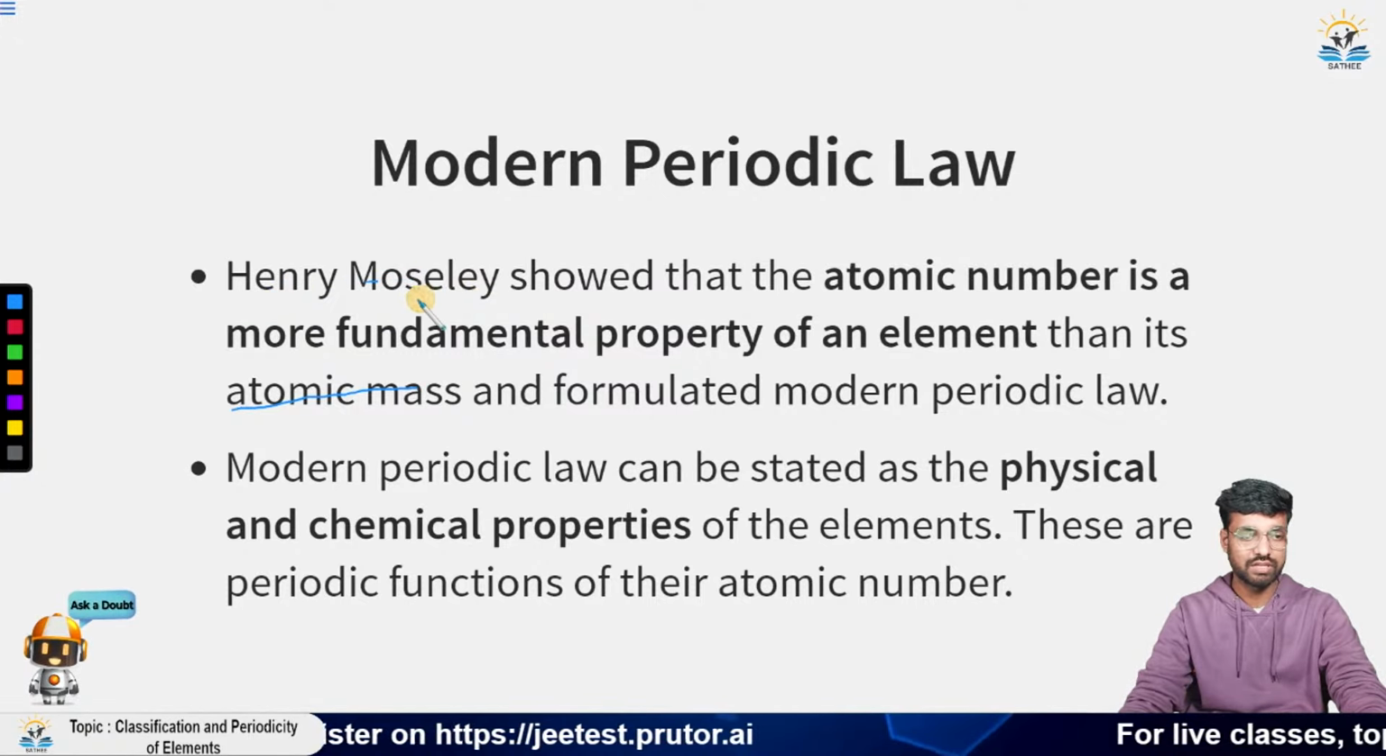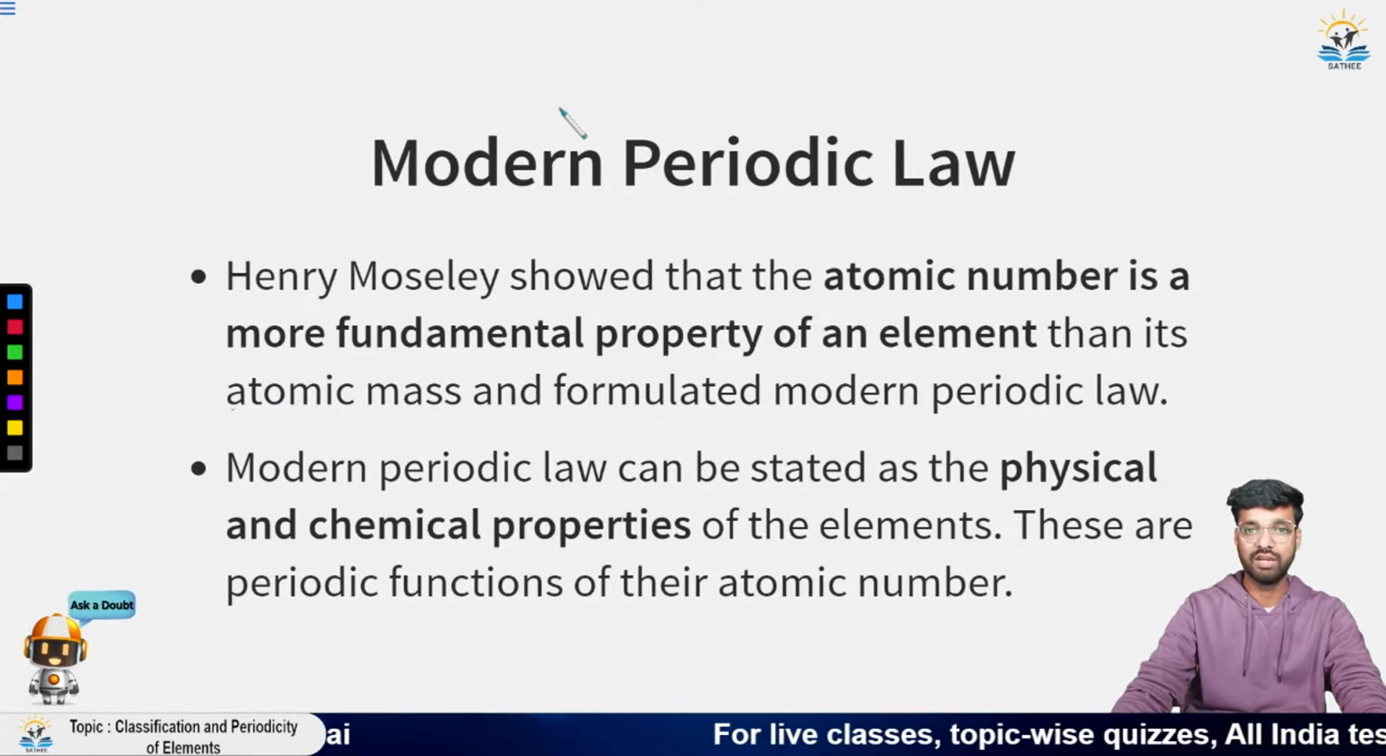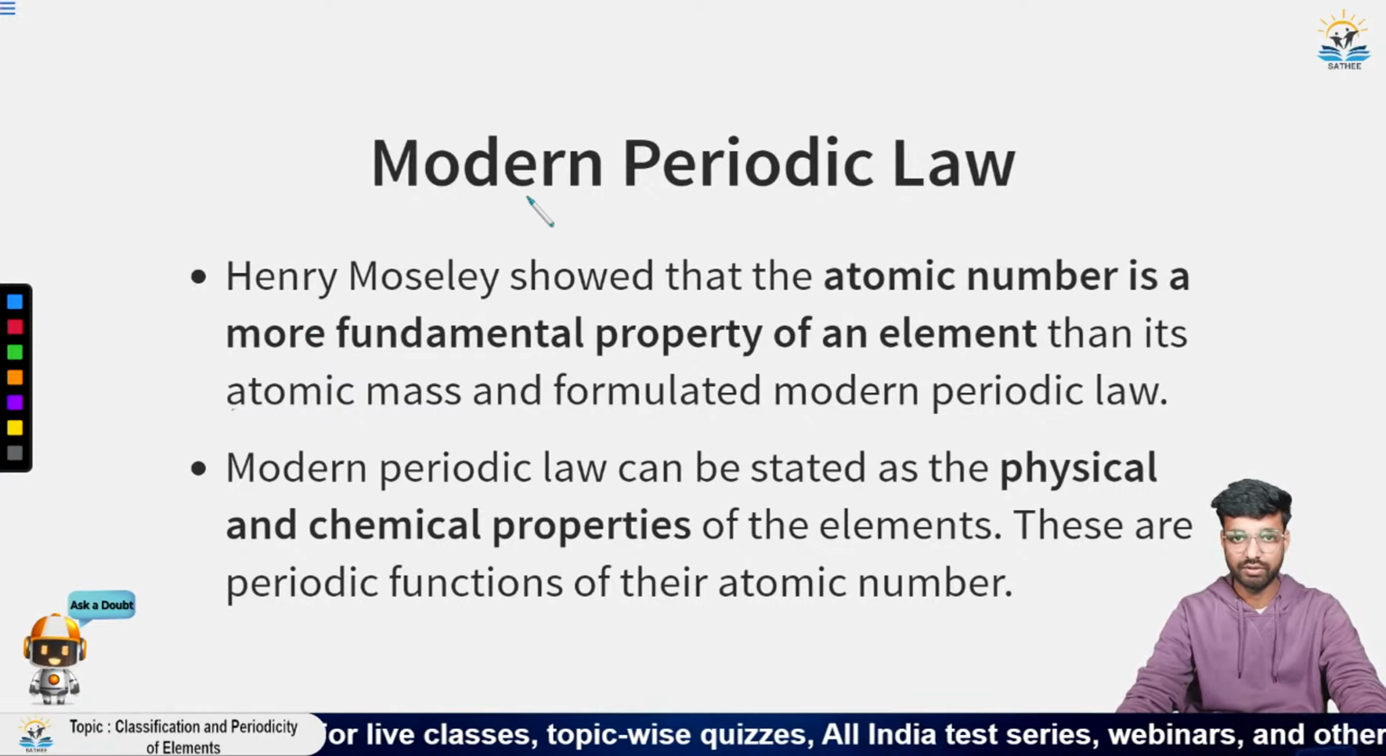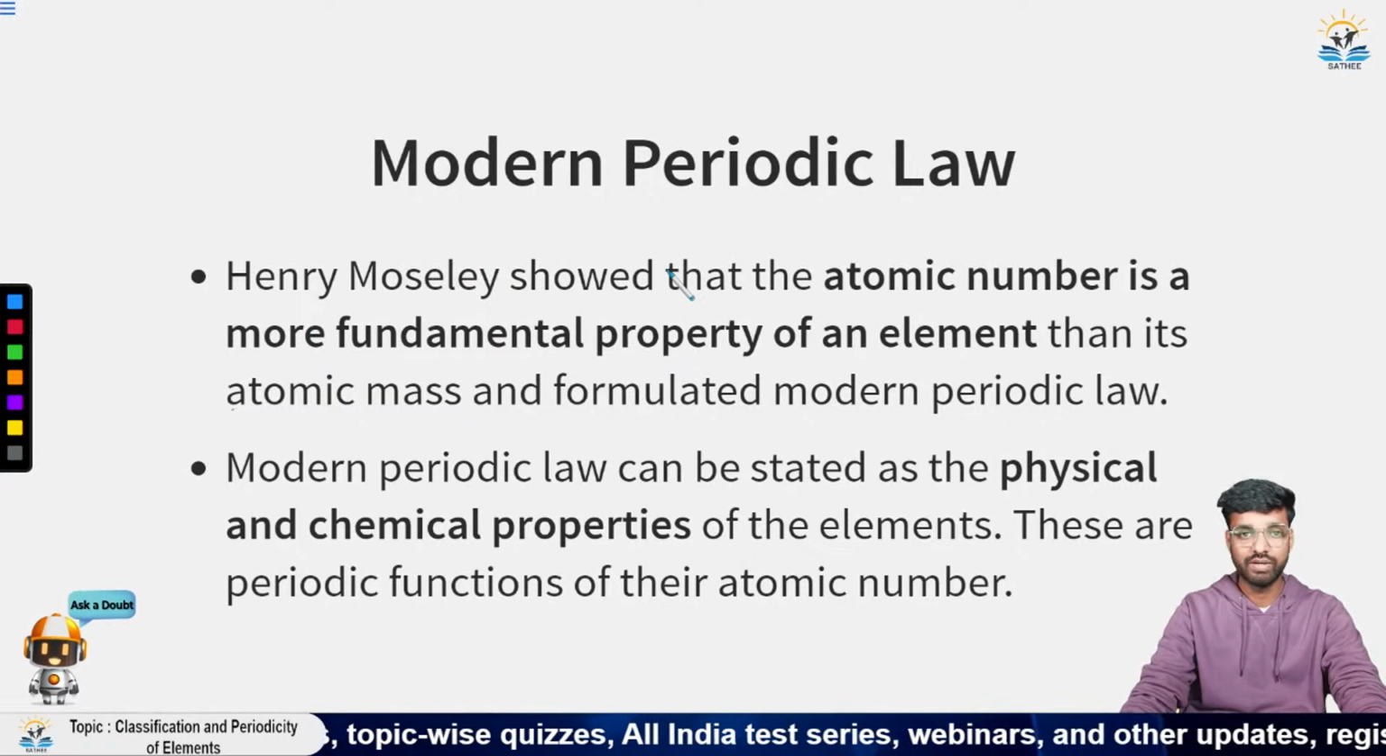Now, what are the consequences of this law? We will see how this made the newly formed periodic table. Before that, let us see some crucial points of this Henry Moseley law. It says that atomic number is a more fundamental property of an element than its atomic mass. So this should be clear.